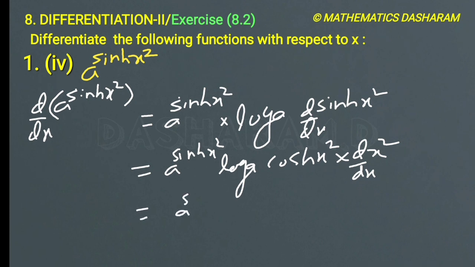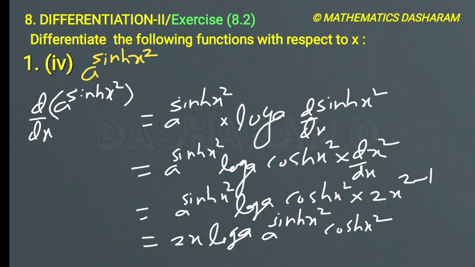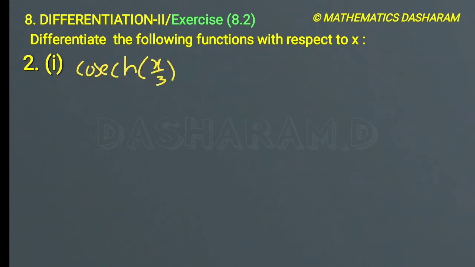So now a power sinh x square into log a into cosh x square into the derivative of x square, which is 2 into x to the power of 2 minus 1. Here 2 minus 1 is 1. So overall, 2x into log a into a power sinh x square into cosh x square is our required answer.